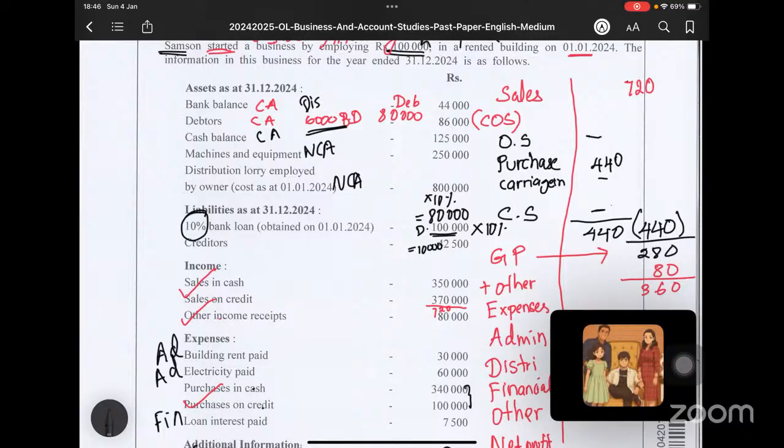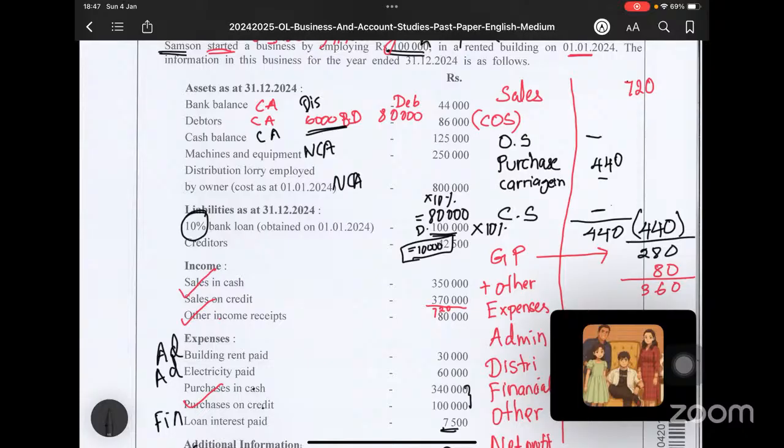And bank loan. Okay, here they have given that loan interest has been paid, 7,500. But should we record this 7,500 in the income statement? No. So what will be the amount recorded as bank loan interest? 2,500? No. The amount for the year, the total amount. So the loan interest amount will be this 10,000, which is 100,000 into the 10 percentage. Understood? Yes, miss. Okay.